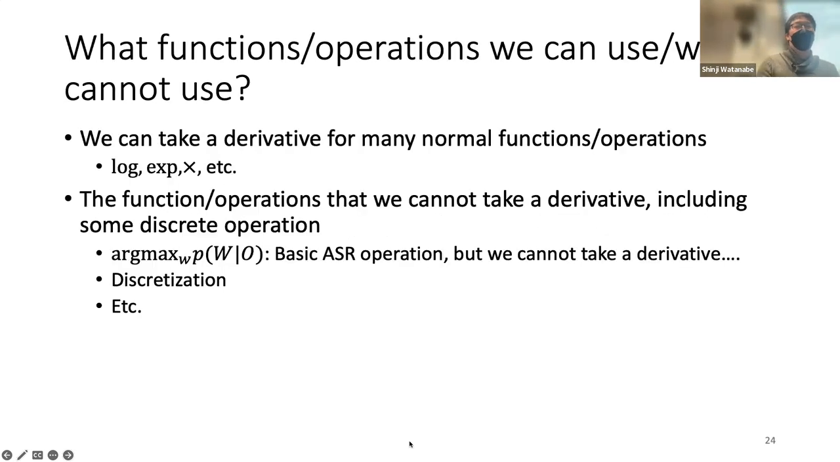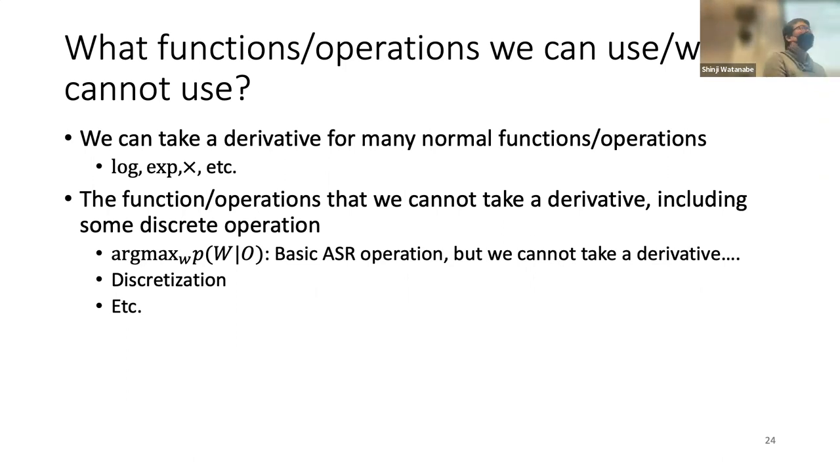Okay, now I have a kind of discussion about which functions or operations we can use and cannot use for a neural network. So I am listing log, exponential, multiplication and so on. But can you say there are any other functions or operations that can take the derivative? Addition, subtraction. Yes, addition, subtraction, division. We can also, for example, take sine, cosine, tangent. Many of the functions we can get the derivative of.